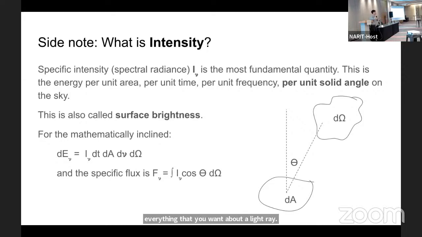For observational astronomy, this is very similar to or physically the same as surface brightness. So say if you have a galaxy, something that is spread out and not a point source, you can measure how bright it is per unit area on the sky. And that is kind of the same as specific intensity. If you're mathematically inclined, that's the way you convert from frequency to flux. But let's not get into it.